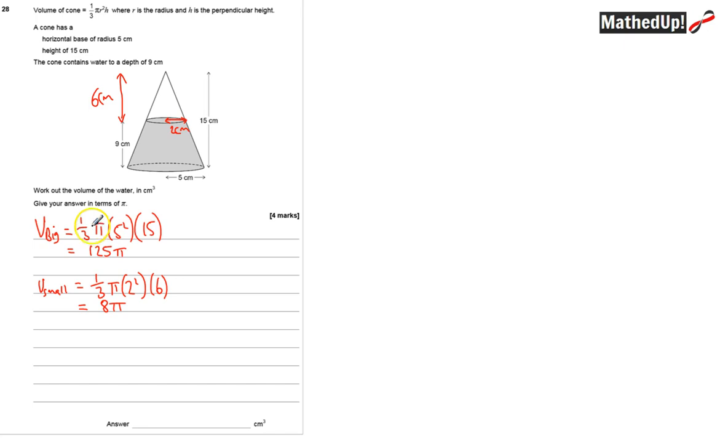So remember what we said, that we need to work out the volume of the shaded part. So that's going to be the big cone take away the small cone. So volume of big take away volume of small is going to be equal to 125 pi take away 8 pi, which is equal to 117 pi. And that should be our answer there, 117 pi centimeters cubed.